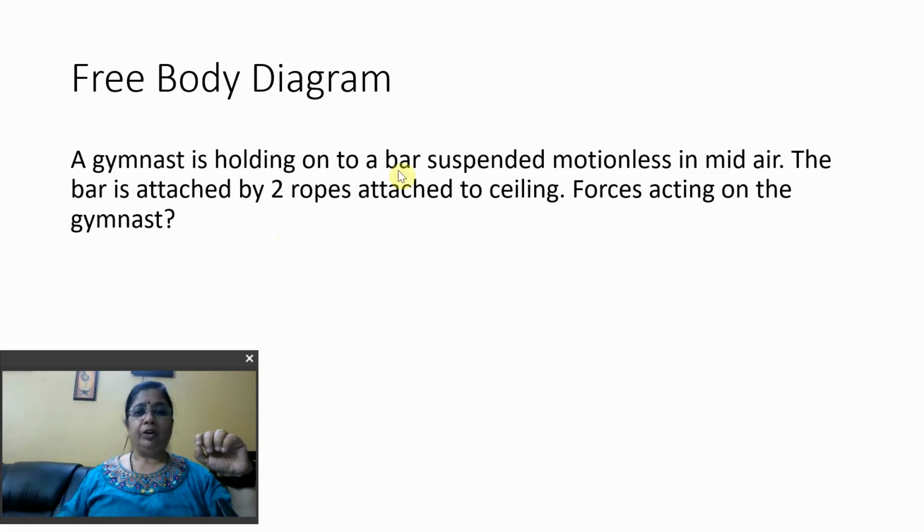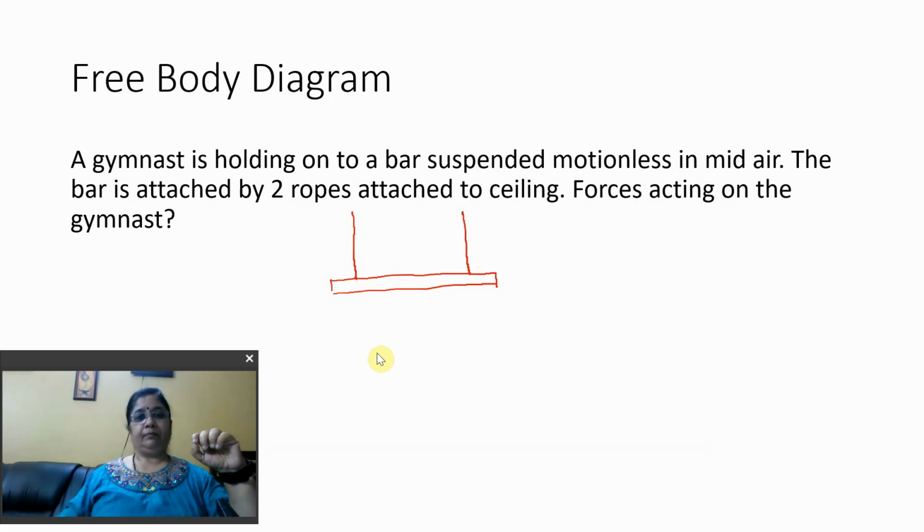A gymnast is holding on to a bar, suspended motionless in air. So what is happening is, there is this bar. The gymnast is holding on. The bar is attached to two ropes attached to a ceiling. So this gymnast is probably holding on with his two hands. Let us take him as an object suspended here.